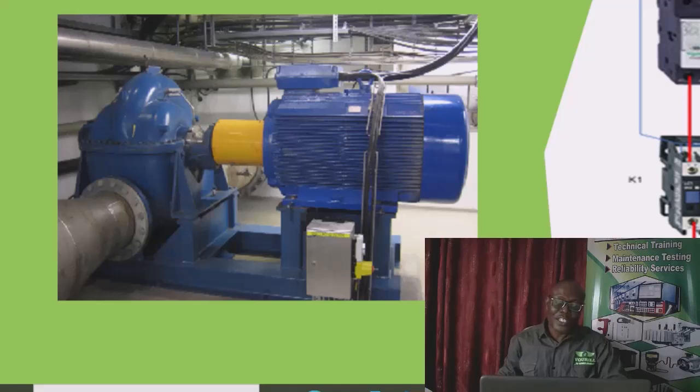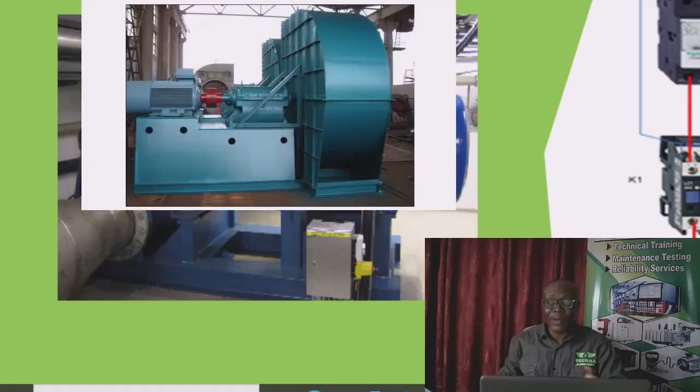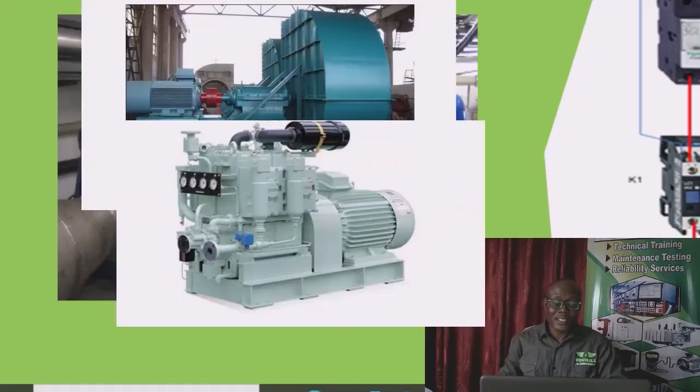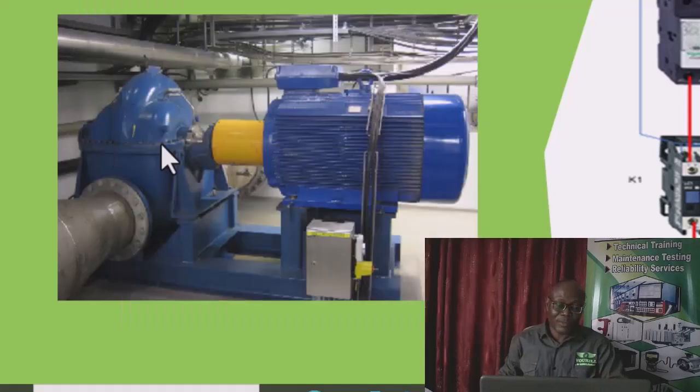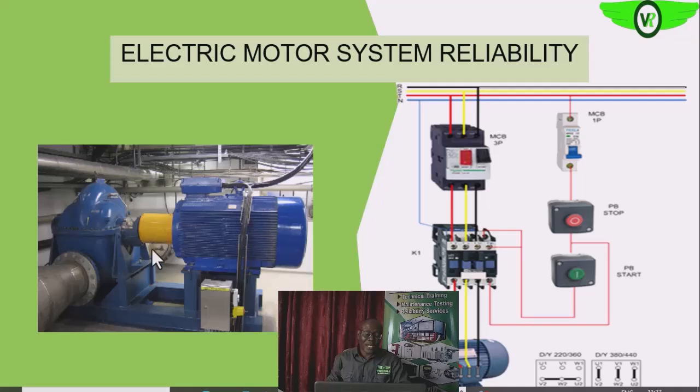Okay, so the mechanical parts, the load that is driven, if it is a fan, if it is a compressor, or as in this case now, if it is the pump, the reliability of the pump also affects the reliability of the system. And of course, the reliability of this coupling and the piping, okay, all of these will affect the reliability of the system. So when we are looking at the reliability of the electric motor system, we take into consideration every component in the electric motor system.